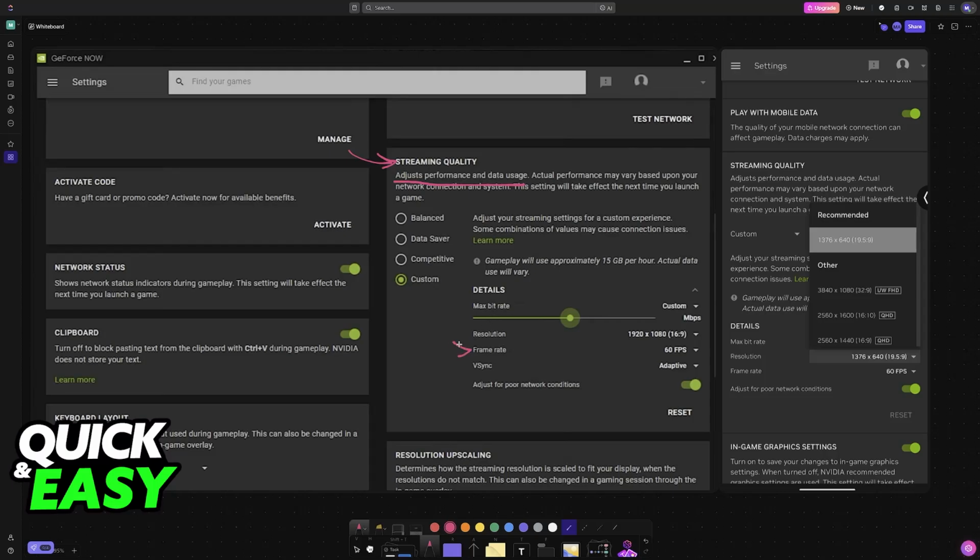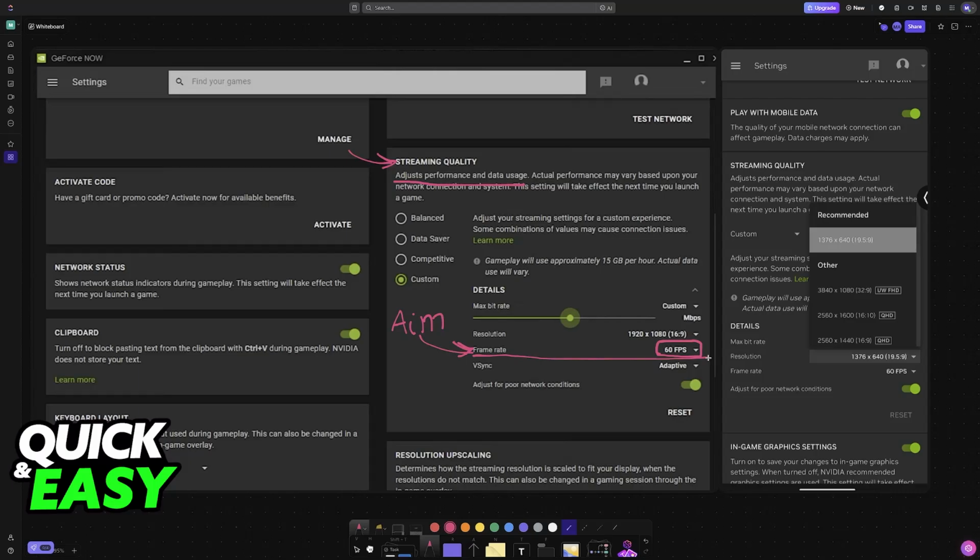So all that you have to look for here is frame rate. As you can see, you will have some presets, for example 60, and whenever you choose this is going to be the aim, meaning that the game is going to float around this frame rate. You can also set it as a limit, and all that you have to do is set it here.